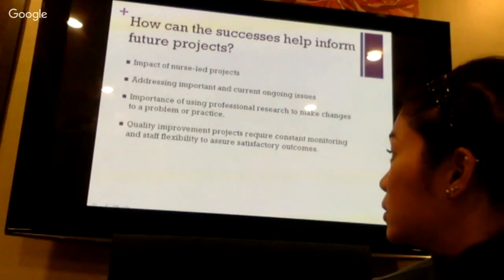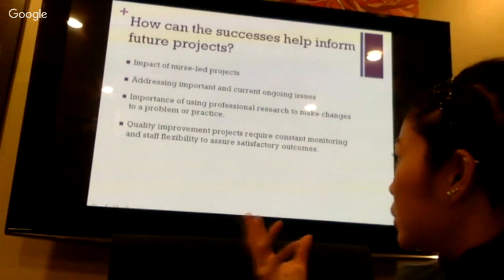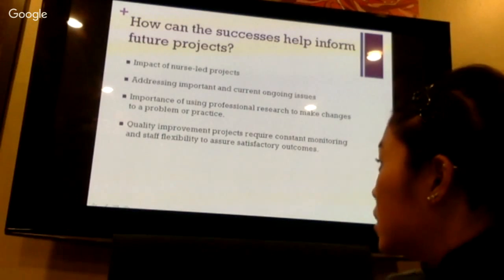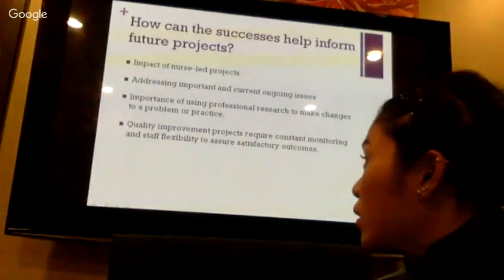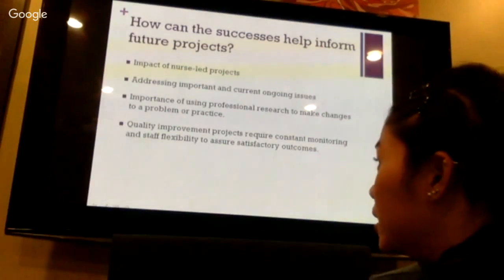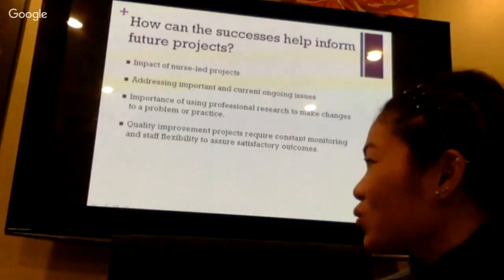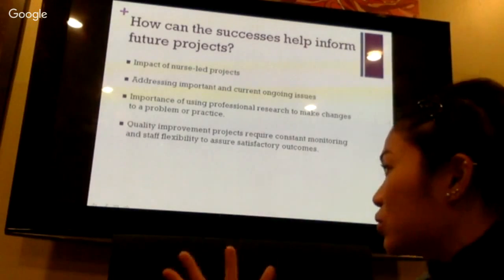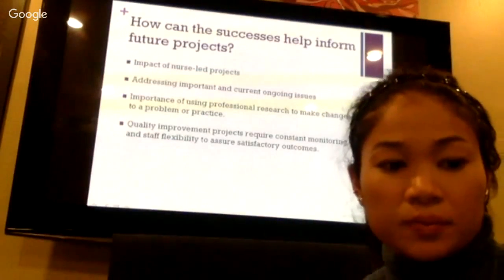Okay, and then also quality. It just goes to show how quality improvement projects require constant monitoring and staff flexibility to assure satisfactory outcomes. So, we really made sure through weeks 6 through 12 that we continued to provide ongoing support. With our work schedules, it was hard to get together at times, but we made sure that we were flexible in order to really promote the project and made sure that we reached the outcome goal.